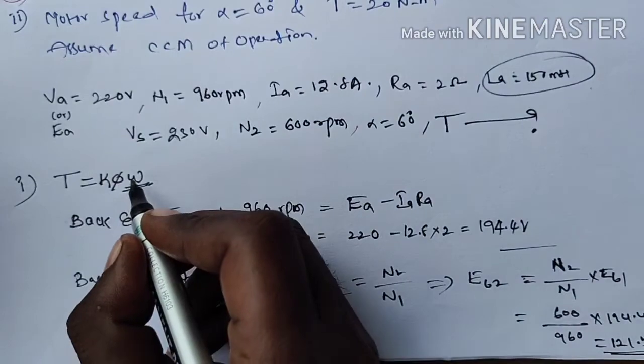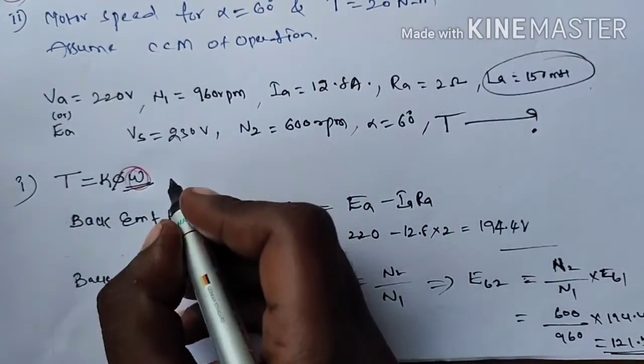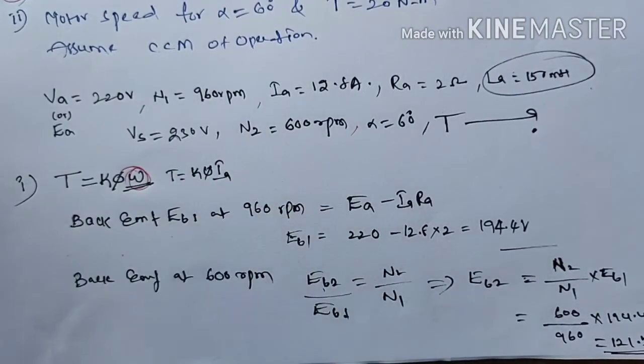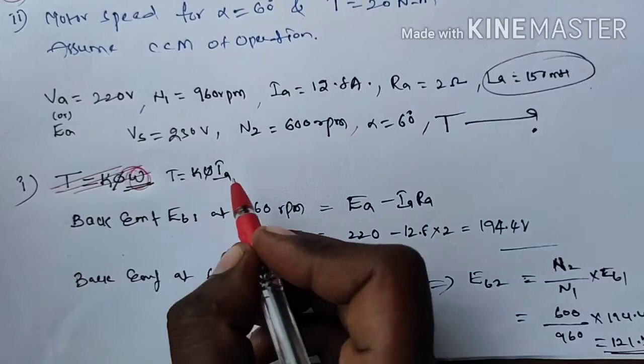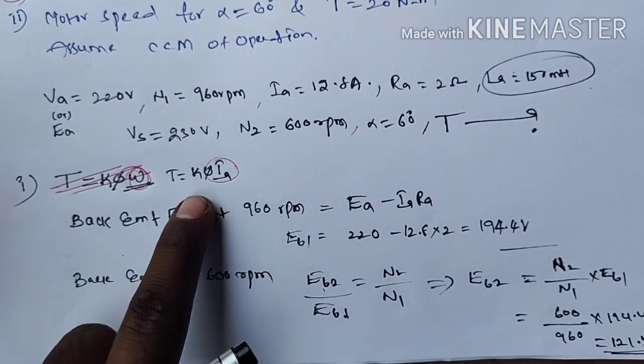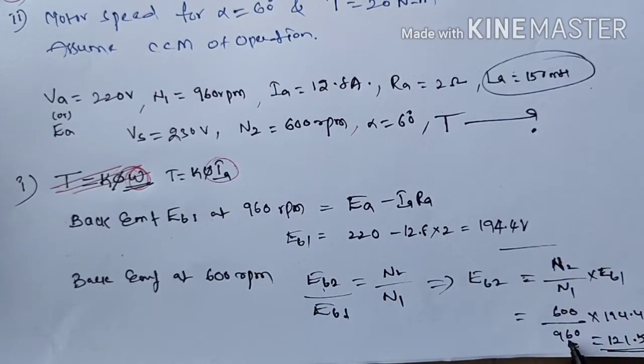Okay, please look into one small mistake I wrote here. That is torque T is equal to K phi into IA. So first we have to calculate the IA value. In order to get the IA value, we are going to calculate first the EA value. So that is the small variation. Please observe here. Now we got the EB2 value. You got the EB1 value and EB2 value.